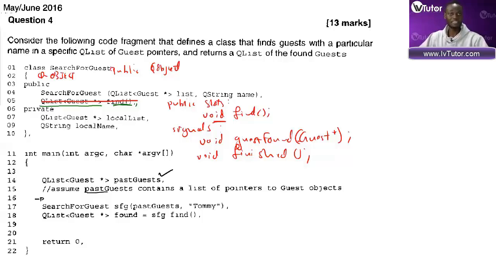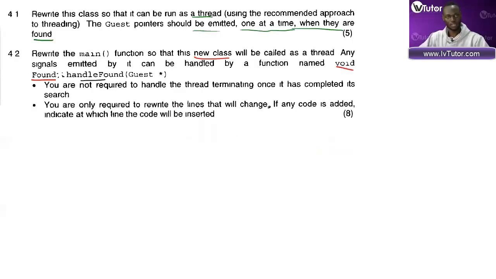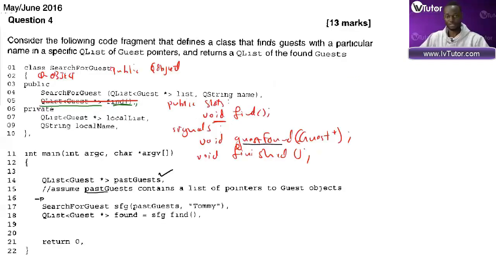what do you do? You make an instance of your SearchForGuests. And then you make an instance of your thread. Then you move your instance to your thread. Then you connect your started signal to your find function. Then you connect your guestFound to your handleFound. And then you start your thread.